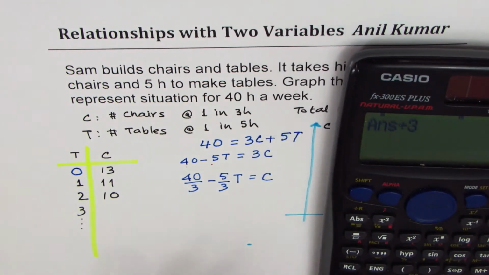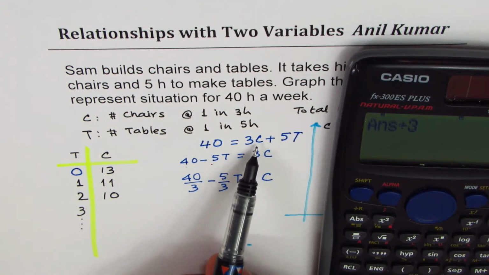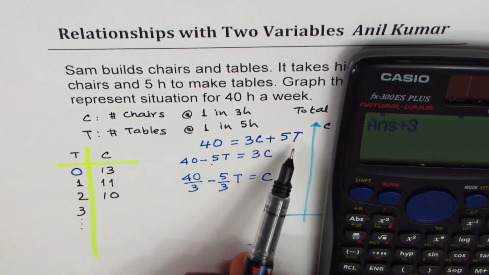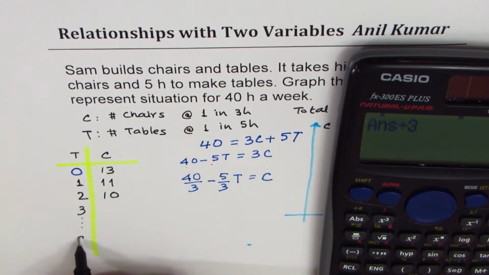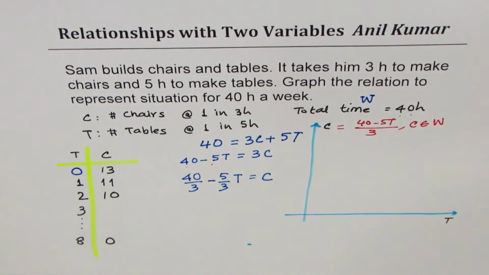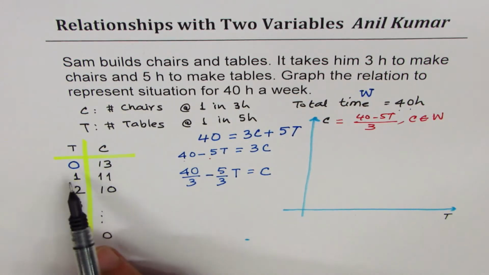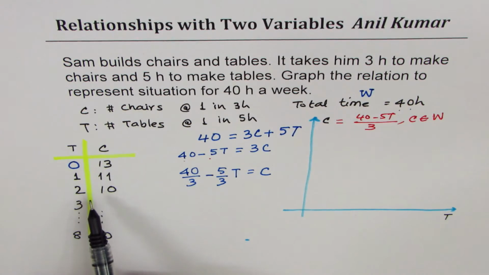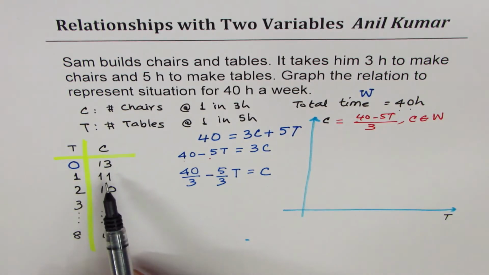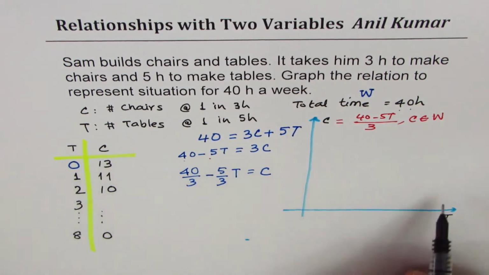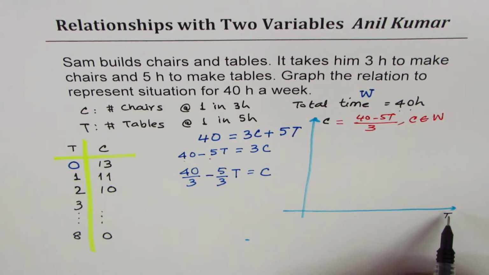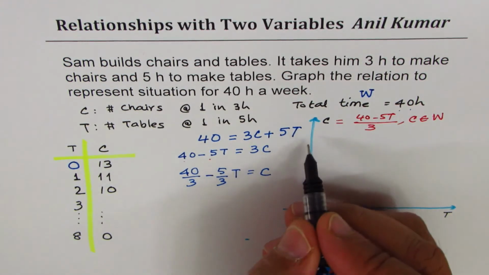So maximum, how many can I go for? If C is 0, then t could be 8, right? So for 8, I could get 0 chairs. So if I continue this table, that is the kind of data I'm going to get. All these values which I have here are combinations of our solution set. That is our solution.